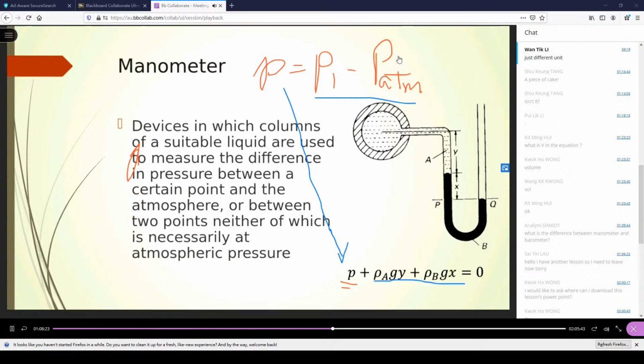If rho is known to you and x can be measured, then you can calculate the gauge pressure in the pipe. If you want the absolute pressure in the pipe, you just add atmospheric pressure to the gauge pressure, and everything is done. Easy, so far so good.